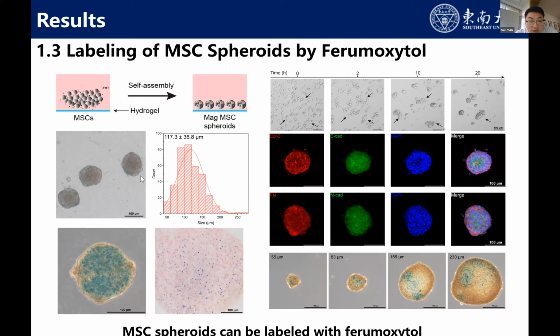By Prussian blue staining, we found the blue signals in the spheres. This result confirmed MSC spheres can be labeled with ferumoxytol without transfection reagents. In addition, we also modulated the different sizes of spheres, showing the spheres of different sizes could be labeled.